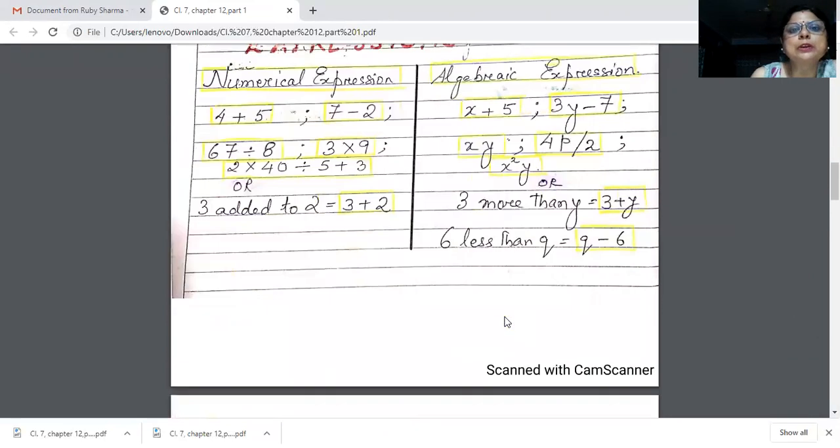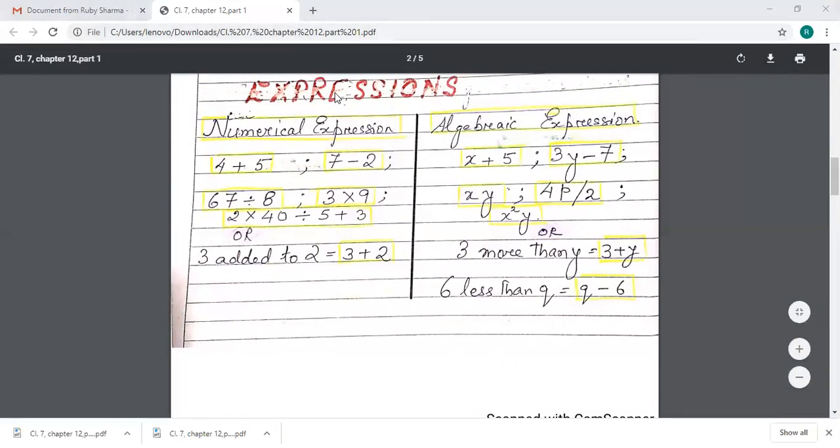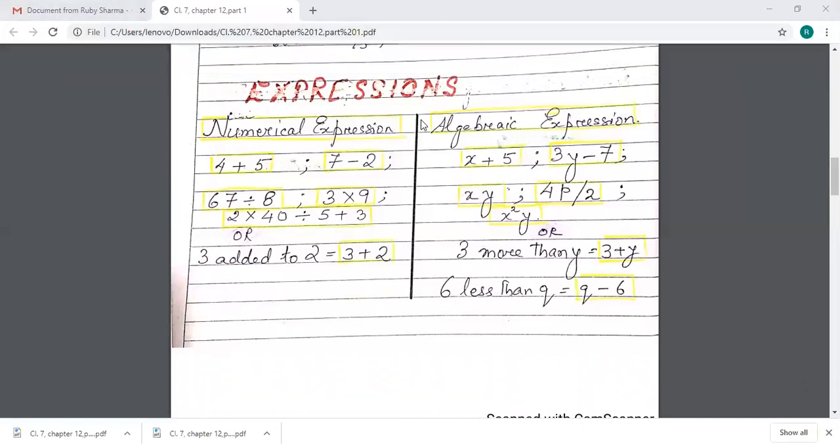So now we come to expressions. I've given you numerical expressions and algebraic expressions so that you understand algebraic expressions better. Now you have been doing 4 plus 5 in the primary classes. Here what are we doing exactly? We are adding 5 to 4. That means there are two constants, 4 and 5, which are added, and that expression 4 plus 5 is formed.